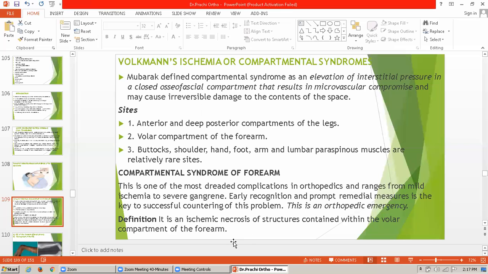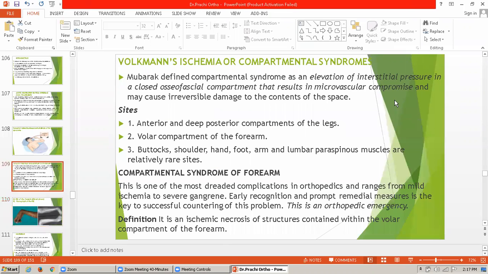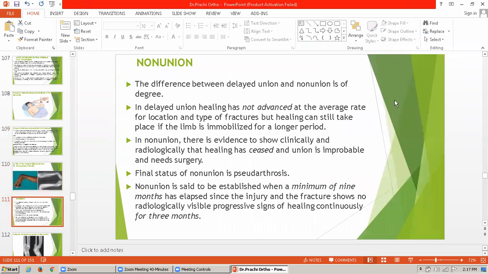When there is ischemia or necrosis of the structures of the volar compartment of the forearm, then this is called a compartmental syndrome of the forearm. So, this is a diagram of the compartments of the forearm. This is the clinical photo and this is a radiograph of the Volkmann's compartmental syndrome.